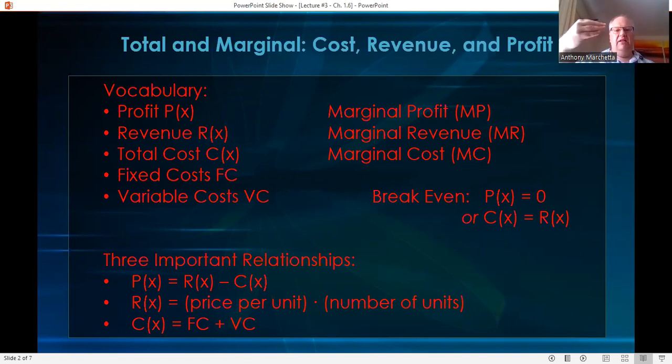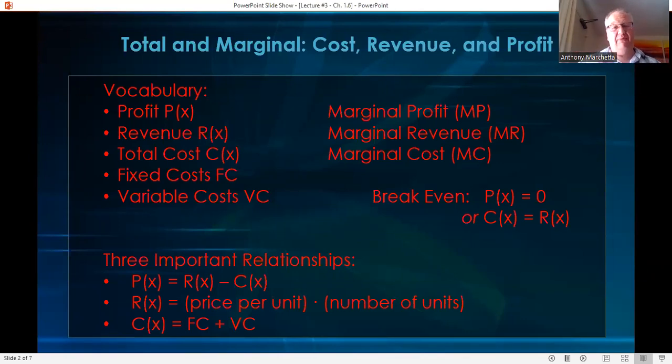Okay, so once more in review, when it comes to the profit and the revenue and the cost, we have that first great relationship there. The second important relationship we have to be comfortable with is the idea of the cost function having a part that is a fixed cost and a part that is a variable cost.